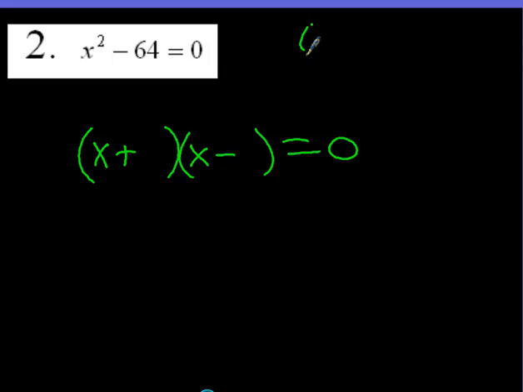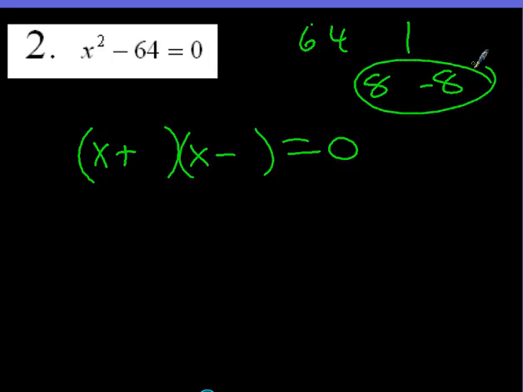X squared minus 64. This is the difference of two squares. It's a perfect square. Remember, these will have two solutions, although sometimes those solutions are the same. But even if you factored it, x, got a minus sign, so the signs are opposite. And now I need factors of 64 that add up to 0, because b is 0. There's no linear term. Well, hopefully you're going to get to 8 and negative 8 pretty quickly. Okay, so x equals 8 or negative 8, right?